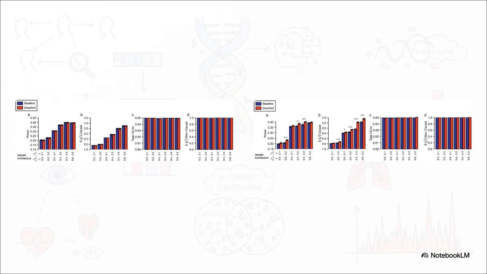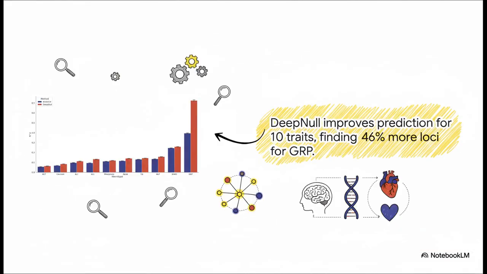So, to deal with this messiness, researchers came up with a really smart AI called Deep Null. It's designed to actually understand these complex real-world relationships. And check this out. On the left, when the data is simple and straightforward, you can see the old method and Deep Null are basically tied. But look at the chart on the right. When you throw in the kind of complexity you find in actual biology, Deep Null just pulls way ahead. It's like it can see the path through a tangled forest while the old methods are still stuck at the entrance.